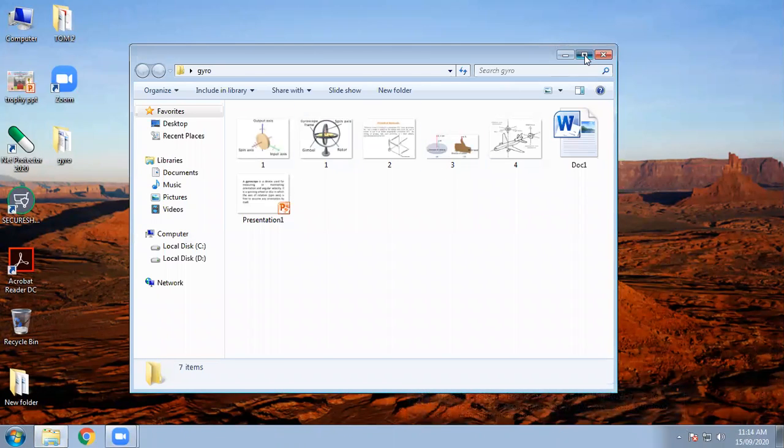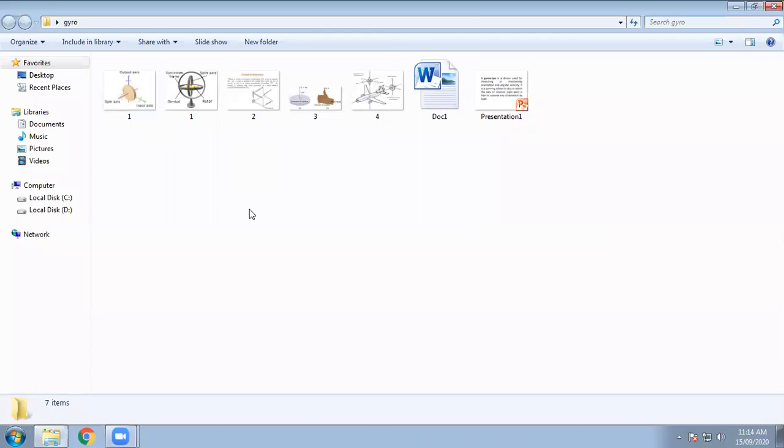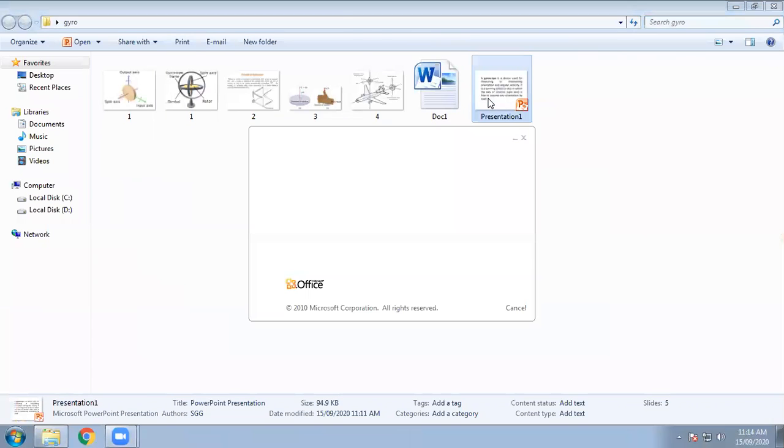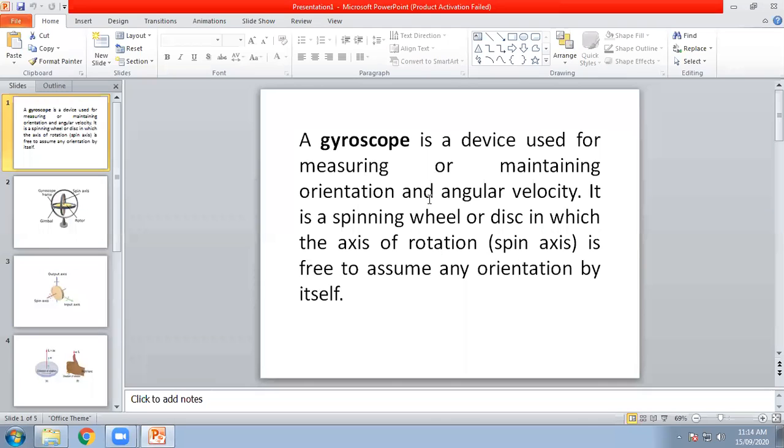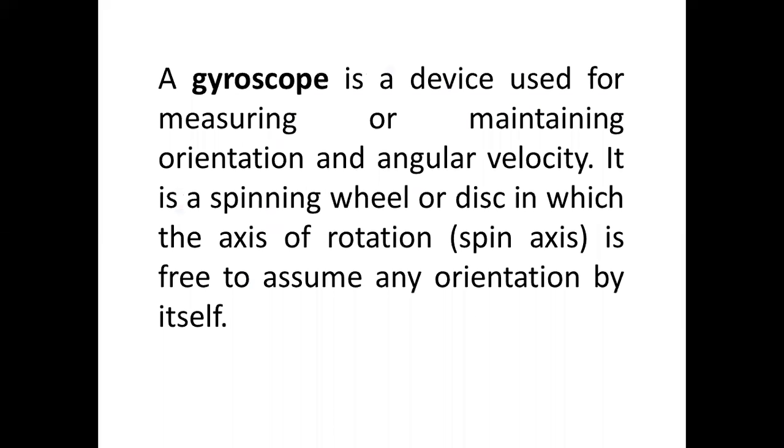So good morning. Today we'll be starting with the next topic, that is gyroscope. Now, first we'll see what is a gyroscope. A gyroscope is a device used for measuring or maintaining orientation and angular velocity. It is a spinning wheel or disc in which the axis of rotation, that is spin axis, is free to assume any orientation by itself.